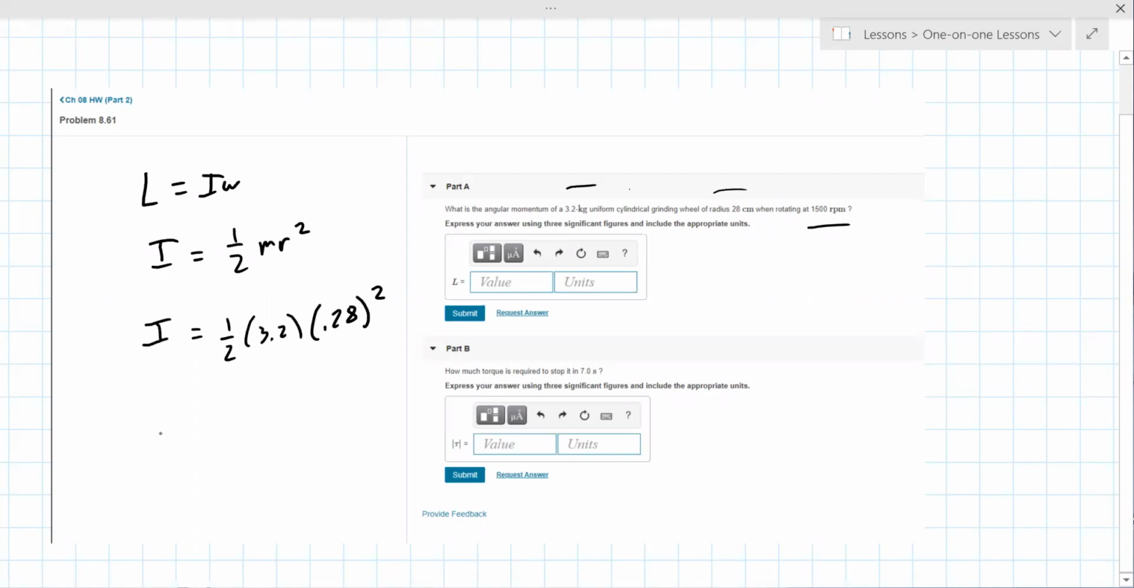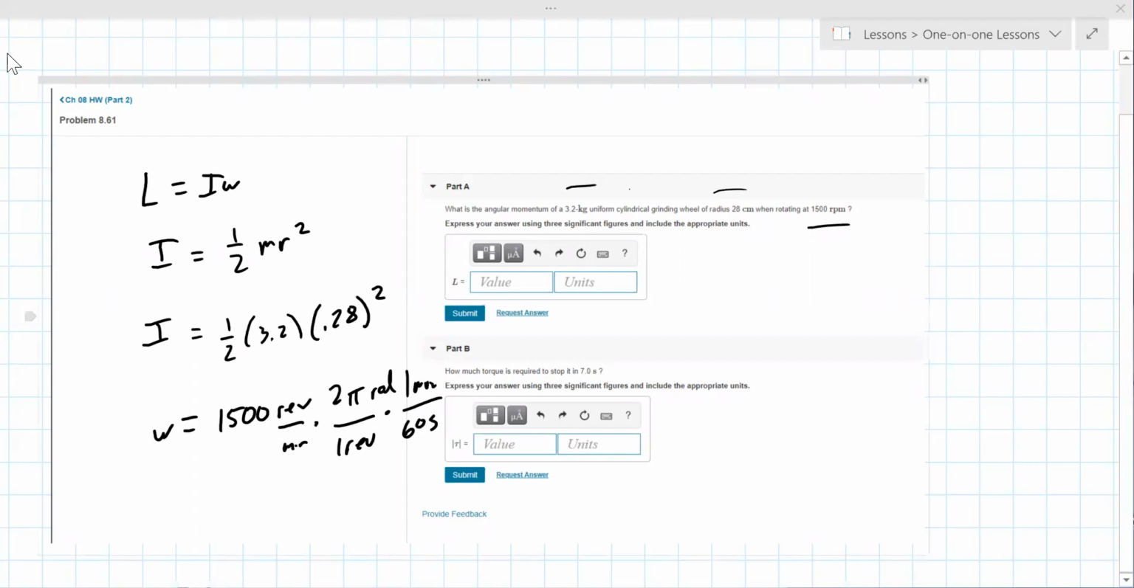And then omega is the 1500 revolutions per minute. 1 revolution is 2 pi radians, and then 1 minute is 60 seconds. Okay. So we get these two numbers, we multiply them together, and hopefully we get something reasonable here. I'll do the calculation as well. We'll see if we come up with the same thing.